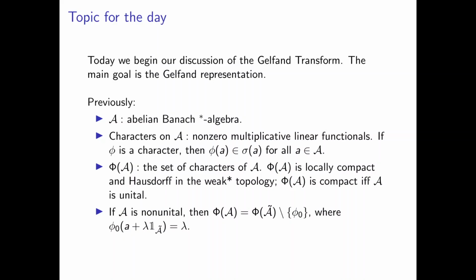And then if A is non-unital, then we consider the unitization, because then this space of characters on A is canonically homeomorphic to the set of characters on A tilde, the unitization, minus one specific character phi sub 0, where phi sub 0 is simply the character whose kernel is the entire algebra A. So phi sub 0 of A plus something times the unit is equal to this something lambda here. And with this fresh in mind, we can go on and define the Gelfand transformation.